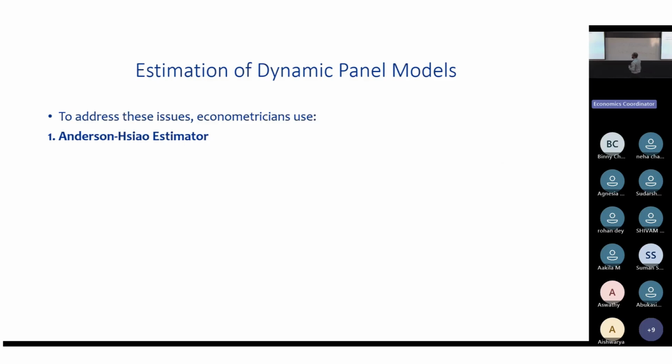So there comes the first model we call the Anderson-Hsiao estimator. The first model that tried to explain this particular issue. What it does is that it uses instrumental variables. What are instrumental variables?